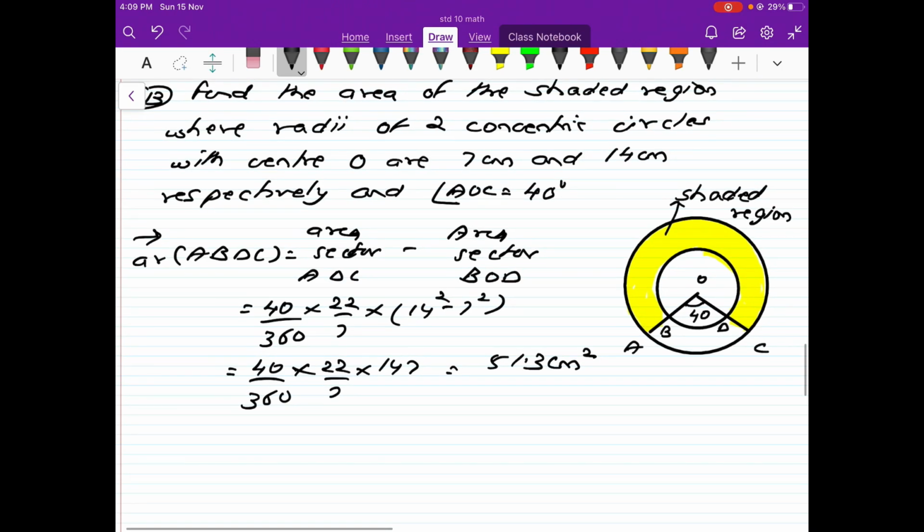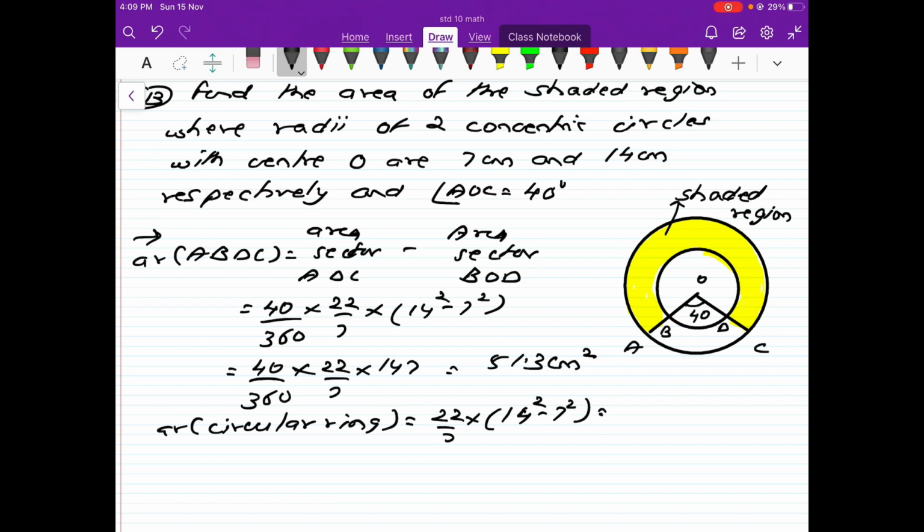Now the area of the circular ring is pi into big R square minus small r square. So this is given as 22 by 7 into 14 square minus 7 square. So this is 22 by 7 into 147. So we are getting here 462 centimeter square.